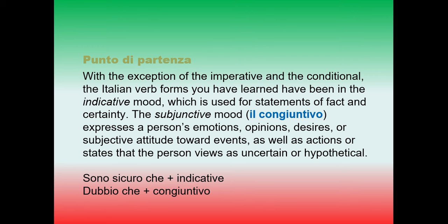Some people tend to think that any expression that uses che introduces a subjunctive. That is not true. For example, if we say sono sicuro che, I am sure that, we would use the indicative. If I say dubito che, I doubt that, now I'm expressing doubt, and now I have to use the congiuntivo. Another thing of note is that while in this chapter we are focusing on the congiuntivo presente, there is also a passato and imperfetto of the congiuntivo.